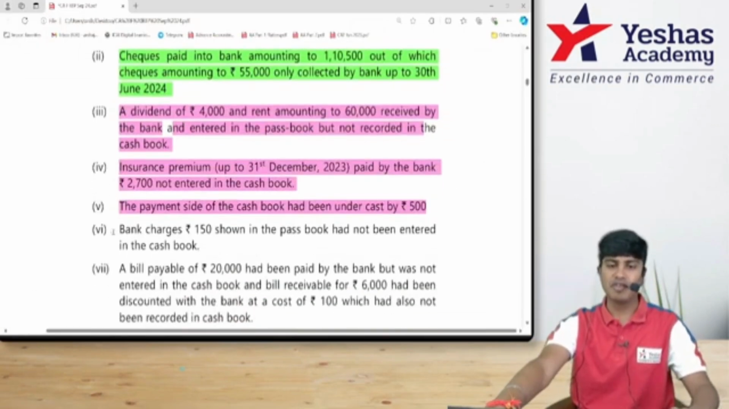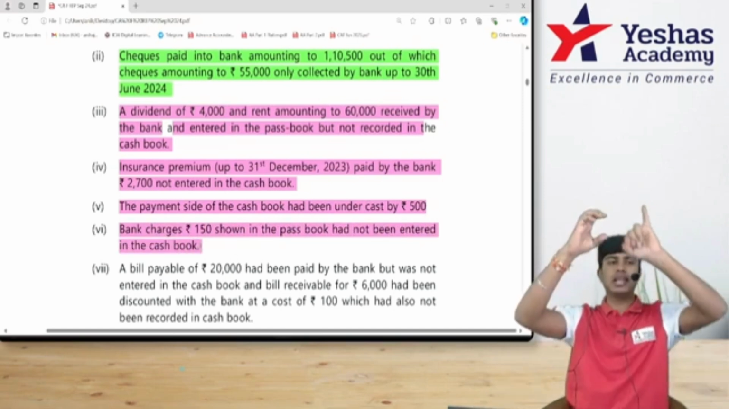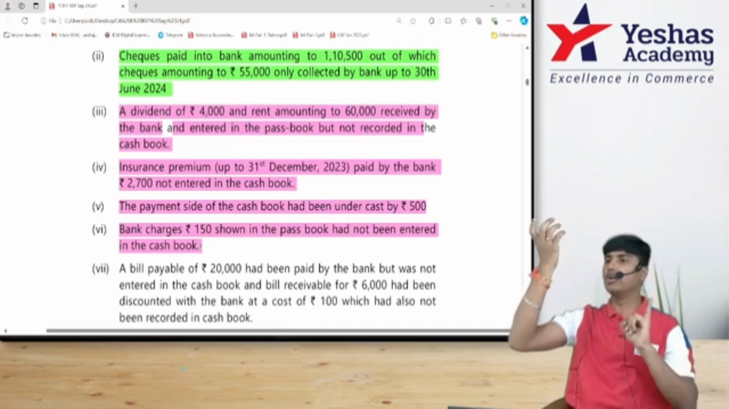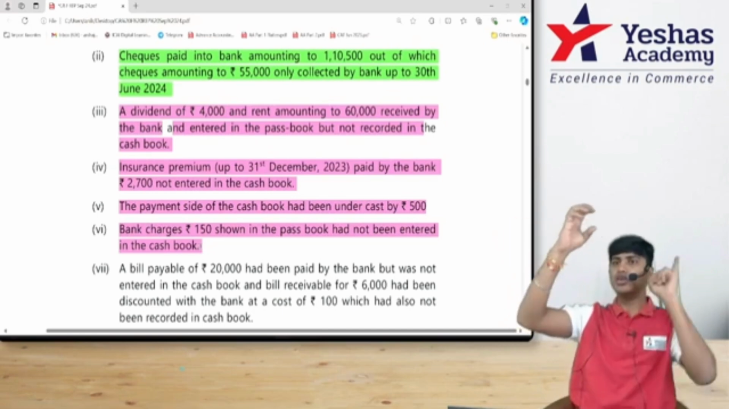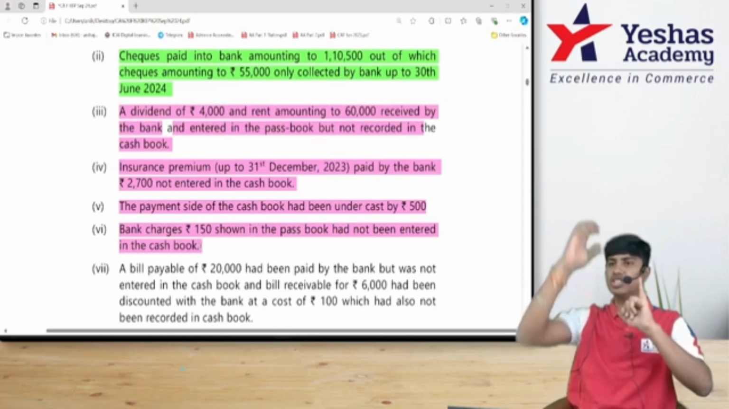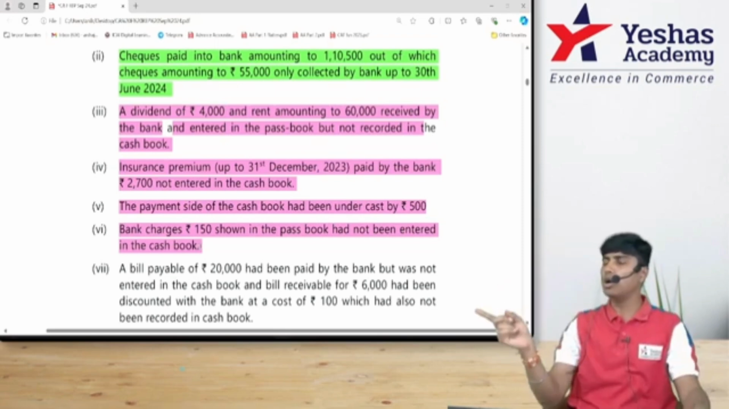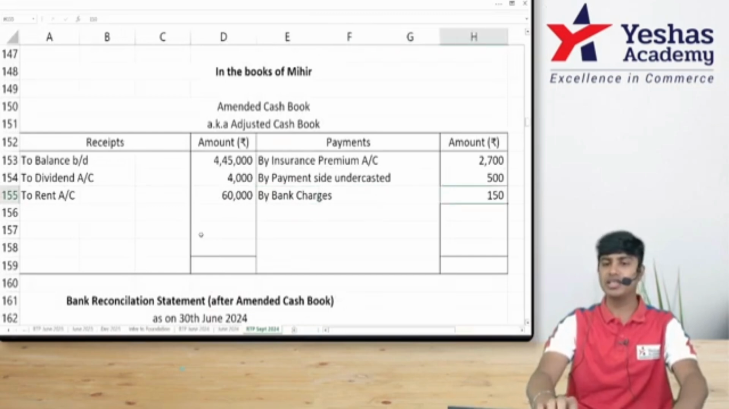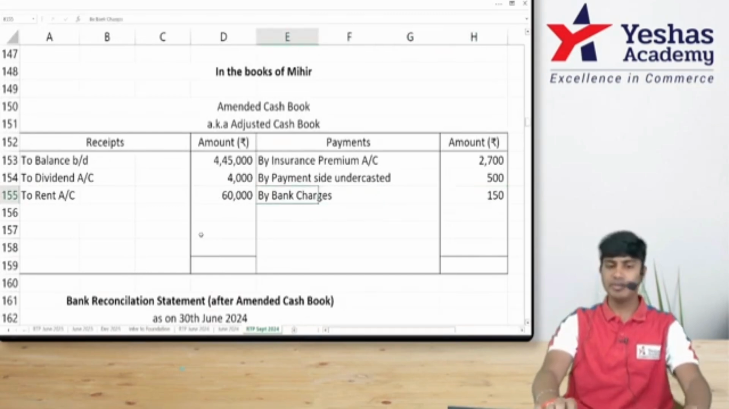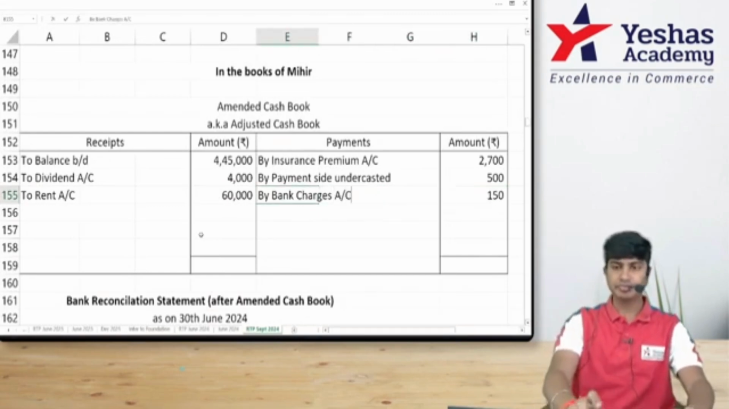Bank charges of 150 shown in the passbook, not entered in the cash book. 150 rupees bank charges. Passbook balance has gone down. In the cash book, you did not write the entry. It's an error, so it will come in the amended cash book. Can you see the P? No. What should you do? C down. Cash book or BRS? Cash book. Non-timing difference. I'll write here by bank charges 150. Is that okay? Did everyone get it?